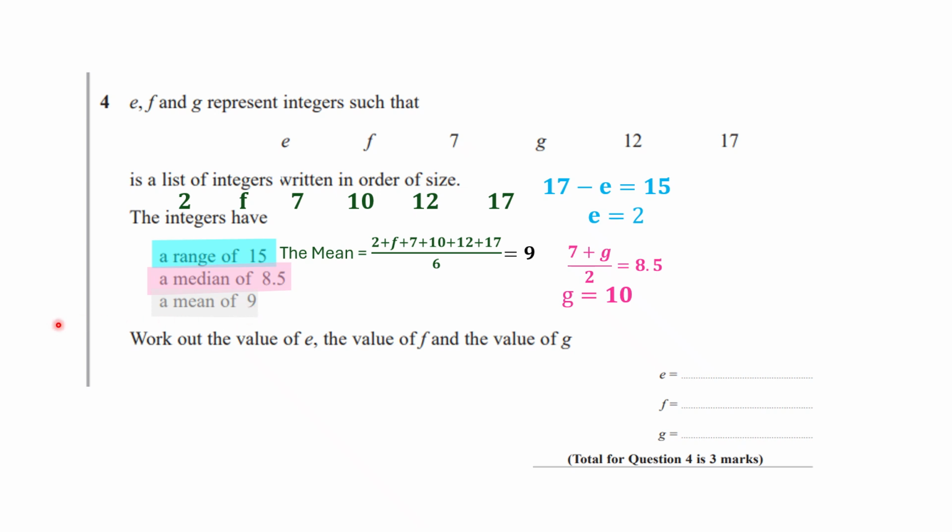Now if we add the 2, 7, 10, 12 and 17, it gives you 48. That means 48 plus F divided by 6 equals 9. 54 divided by 6 is 9. That means F is 48 plus what makes 54? It's 6. So F is 6. We got the 3 numbers, and that's your 3 marks for this easy peasy lemon squeezy question.